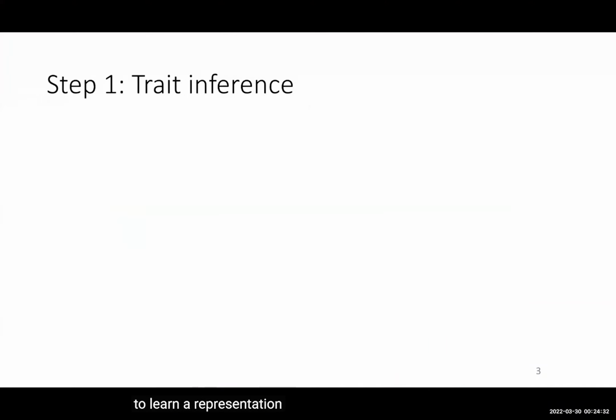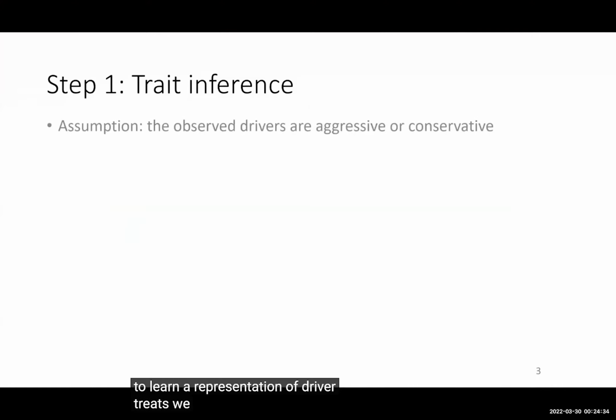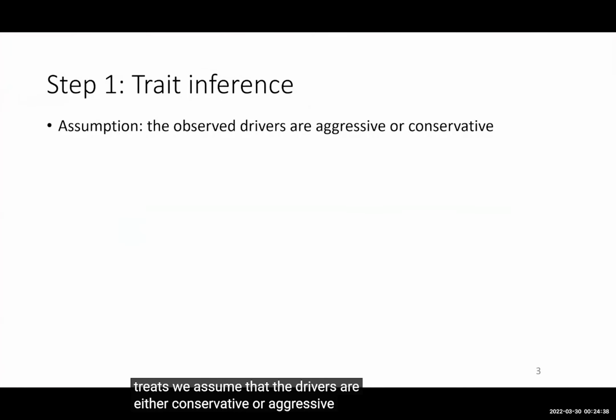To learn a representation of driver traits, we assume that the drivers are either conservative or aggressive. Conservative drivers have lower speeds and maintain larger front gaps. The conservative drivers yield to the ego car if the ego car intercepts in front of them. Aggressive drivers, however, have higher speeds and smaller front gaps, and they will not yield to the ego car.